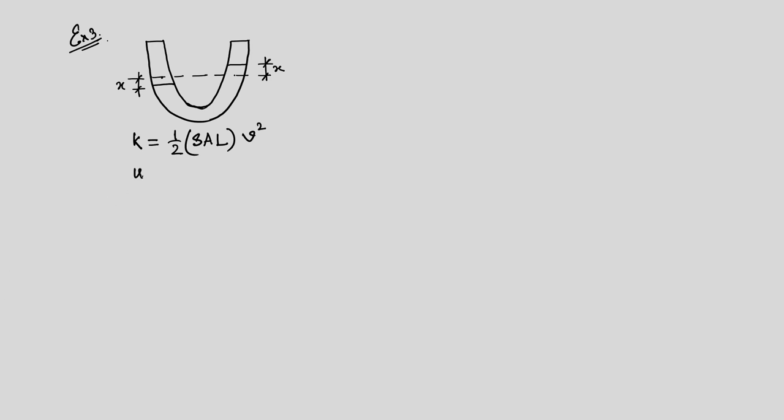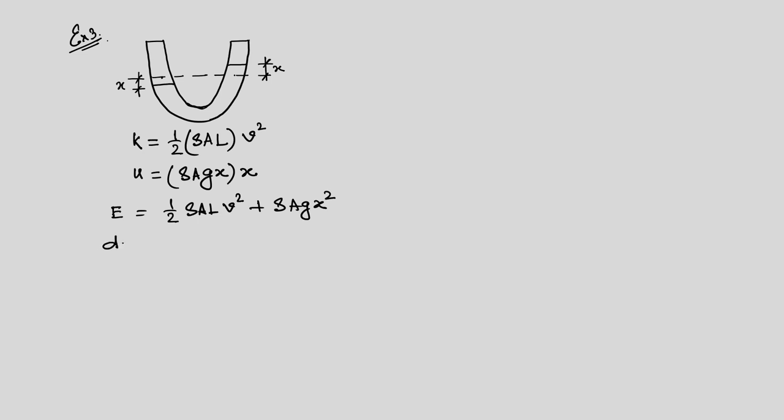What is the potential energy in this case? U, or you can write Ep. So, this is again rho A, that is the mass per unit length, times g is the mass, times x is the volume of the total mass moving, and then times x. So, that is the potential energy. So, what is the total energy? Again, it is the summation of these two. So, what we have: half rho A L times v square plus rho A g times x square.